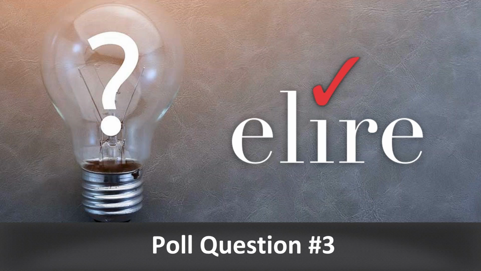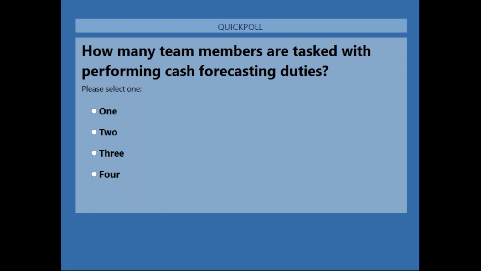And one more poll question, Kevin. Perfect. Thanks, Tony. So the third and final poll question: how many team members are tasked with performing cash forecasting duties today? Please select one, two, three, 4. If it's more than 4, please select 4 and then give us a call and let's help you figure out how to reduce those numbers.